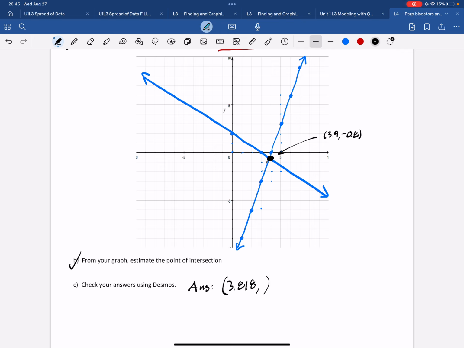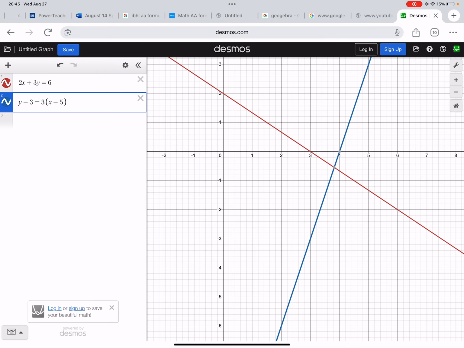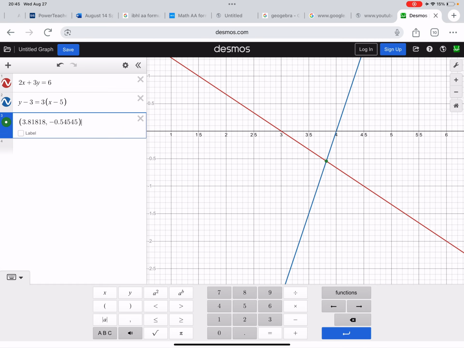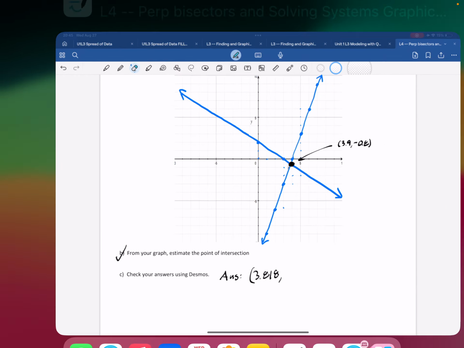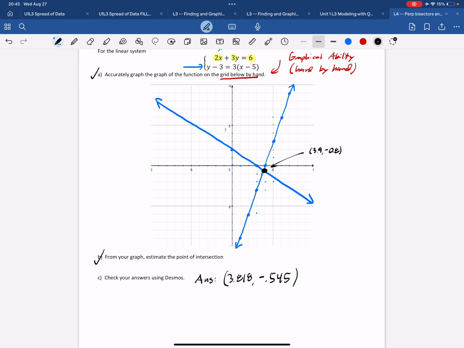And then the y coordinate was, oh yeah, see, negative 0.545. So graphing gives us a close estimate, but, you know, it's not totally right.